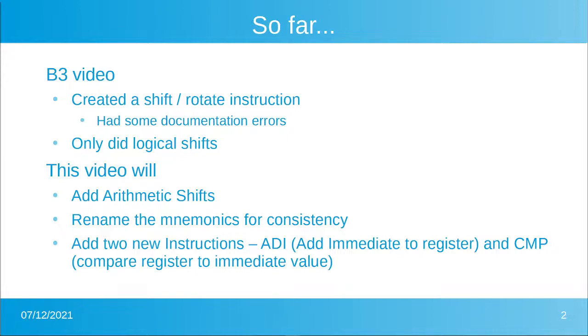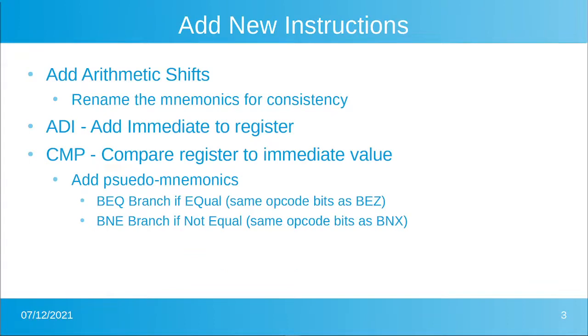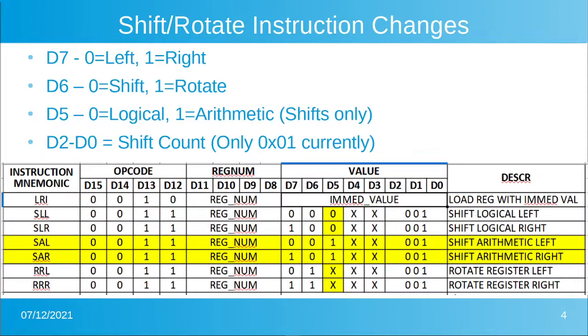One of them's an exclusive OR, and that exclusive OR is what's in a register with an immediate value. There'll be an add immediate to register instruction added, and a compare register to immediate value added, as it says here. And of course the EOR that isn't on here, or the XRI. Okay, changed the mnemonics here for the instructions and added the arithmetic shifts.